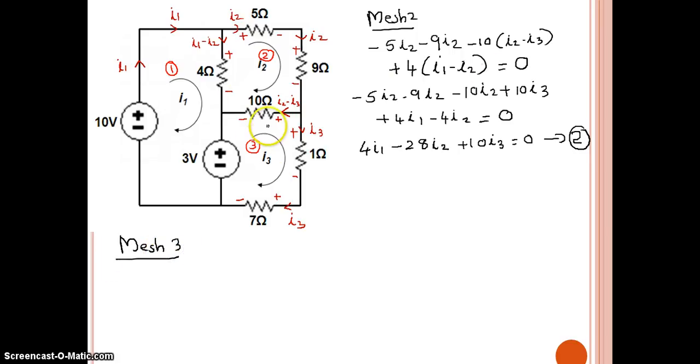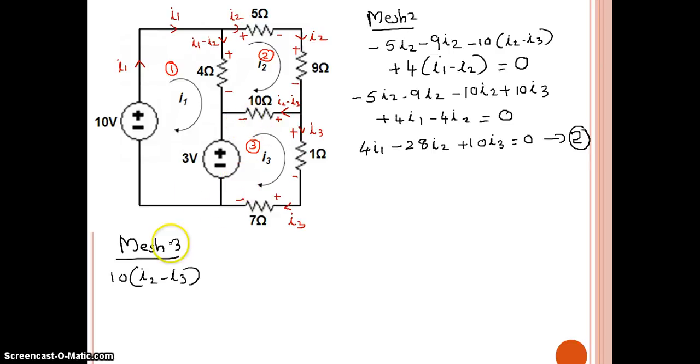Now coming to the third mesh, mesh 3. When I am taking mesh 3, this is the same direction. So minus to plus, plus. The resistance is 10 and the current is I2 minus I3. That is the branch current we marked before itself, and according to that we have marked the polarity of the resistor. So it is now just like a voltage source with a pre-marked polarity. Now according to the assigned direction, we need to write the equation alone.